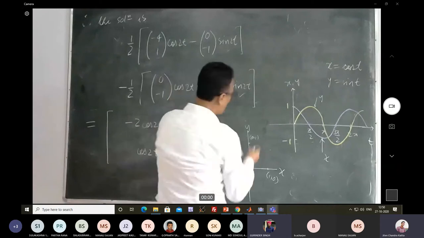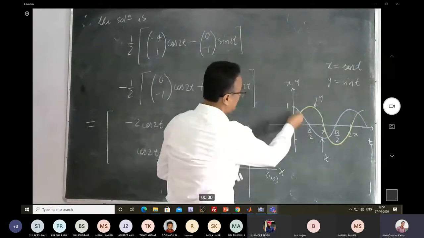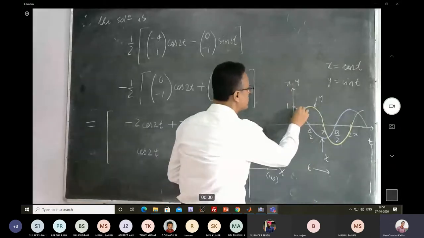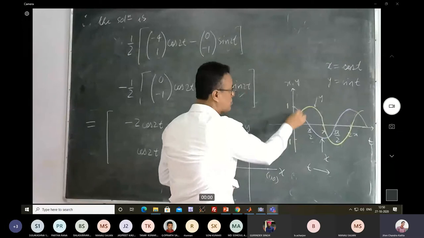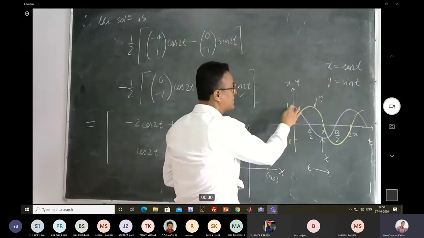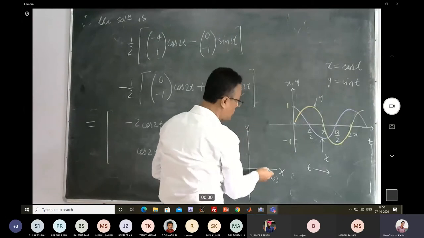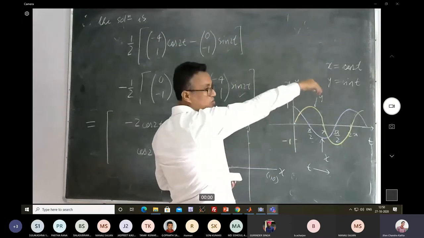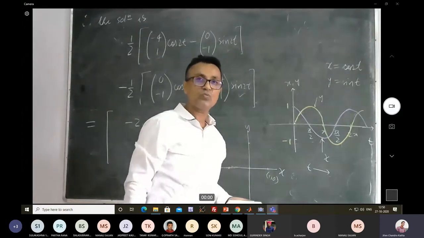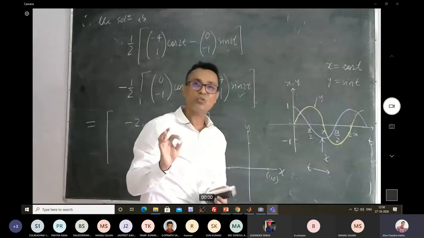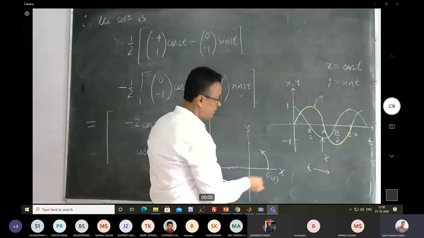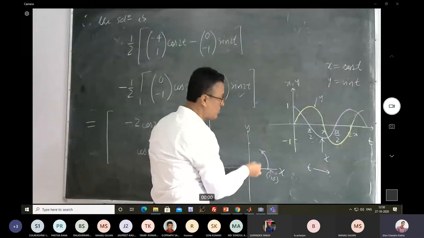Now, what is going to happen? As t is increasing, you simply take the corresponding values of x and y. This is x, this is y. Obviously, if you eliminate t from there, this is going to give you a circle, x squared plus y squared equal to 1. But how is the circle going to evolve? It is going to evolve something like this. This is the location at t equal to 0.